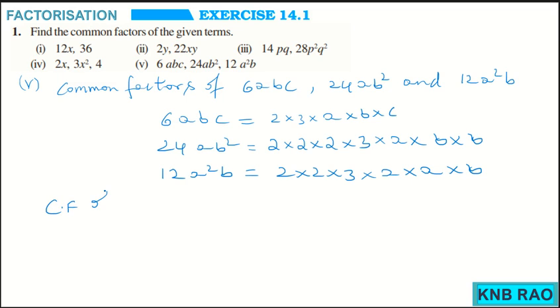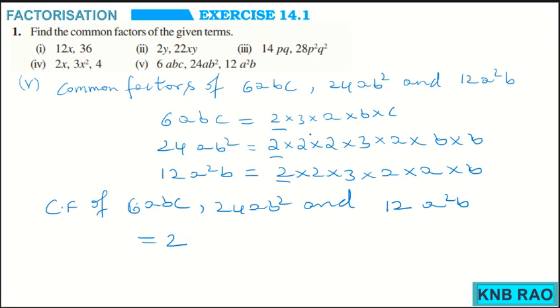Now, the common factor of 6abc, 24ab square and 12a square b is 1 2 in all 3 of them, and 1 3 in all 3 of them, 1 a in all 3 of them, and 1 b in all 3 of them. So, that implies 2 3s are 6, a into b, that is 6ab is the common factor of these 3 terms. So, this is the procedural way of doing. I hope you understood. You will do for the rest of the things.